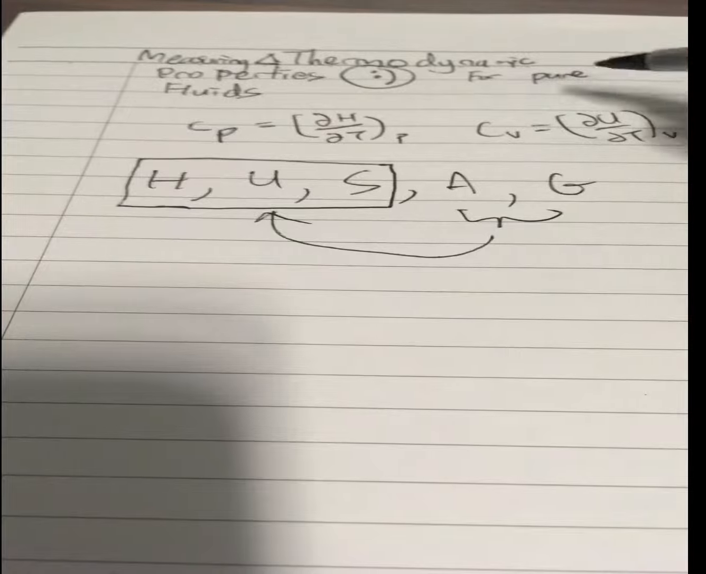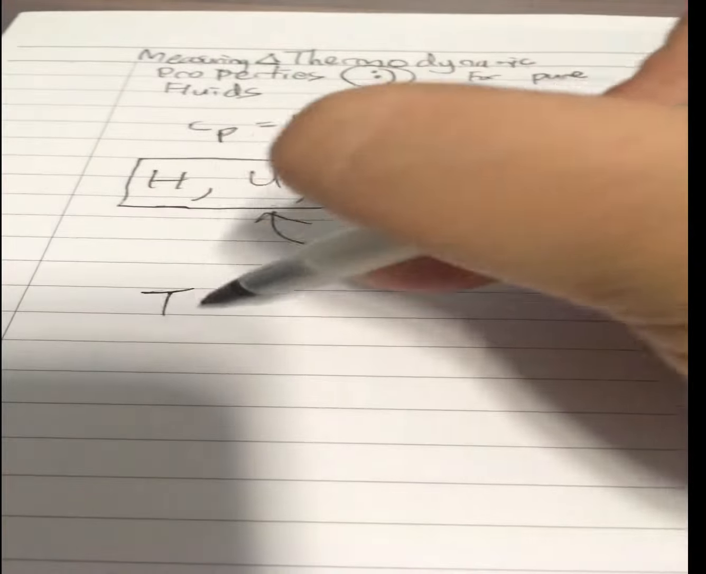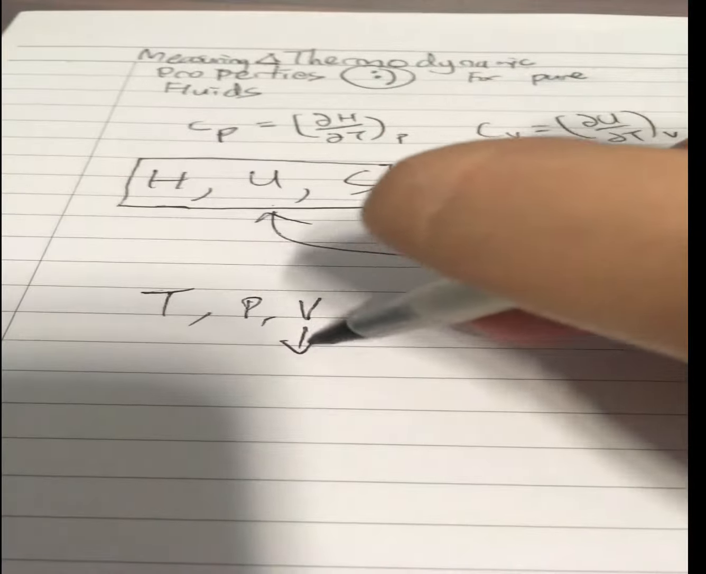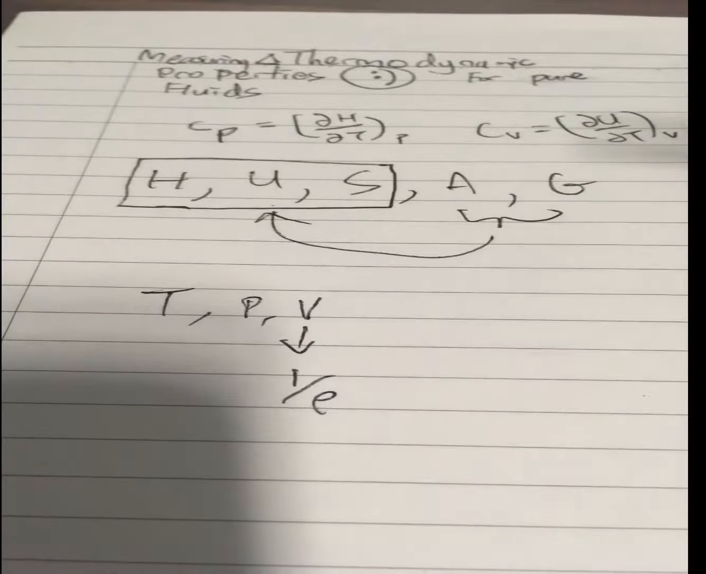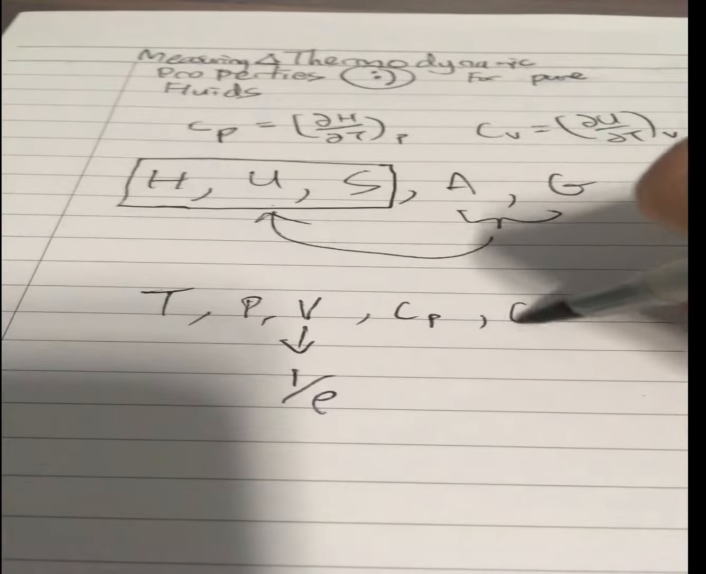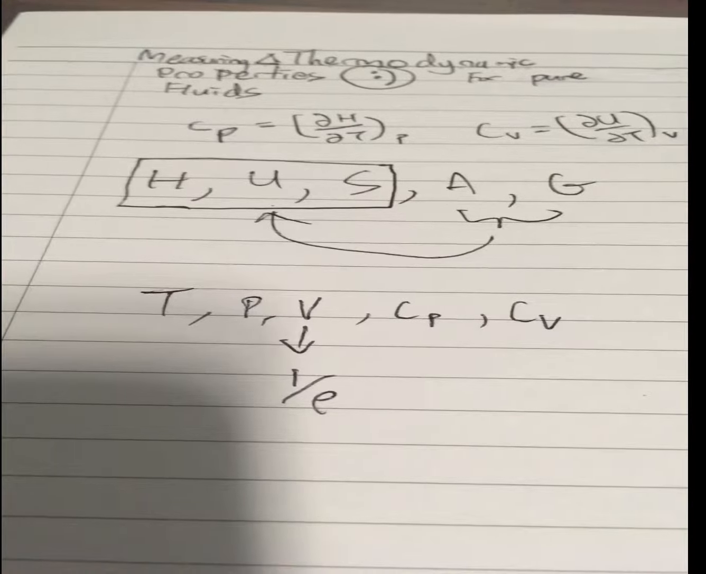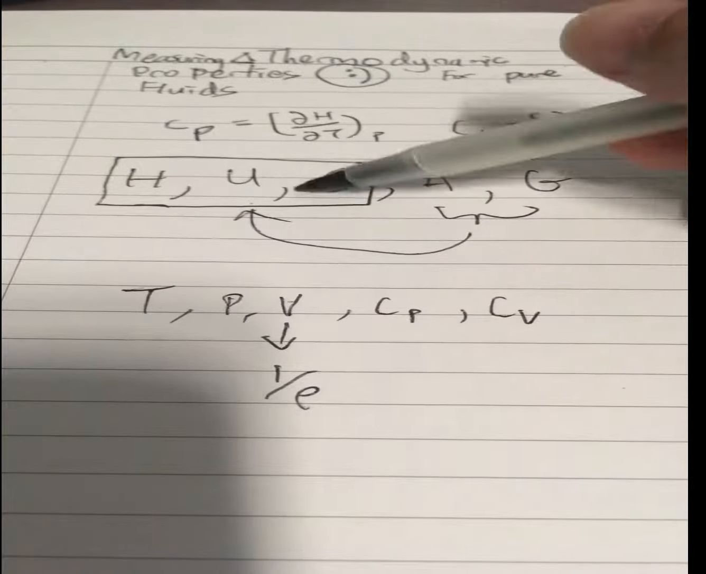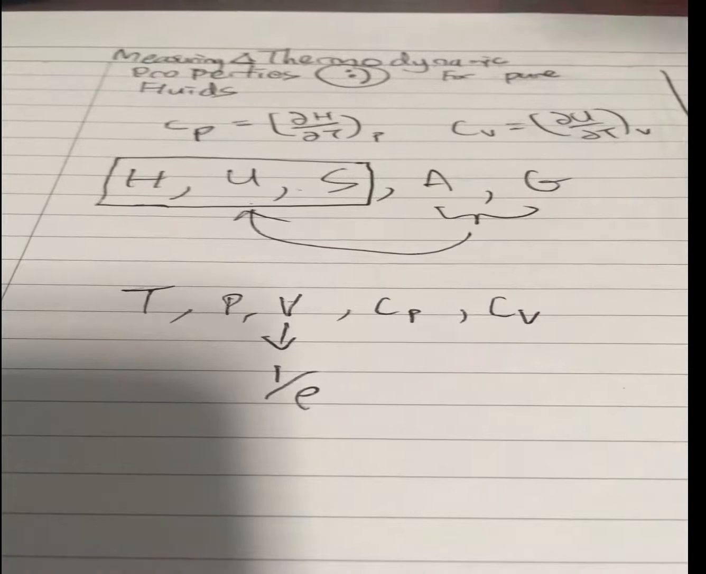Alright, so now you want to find this. How are you going to find the changes in these three things? You can start by using stuff we can actually measure. Something like temperature, pressure, volume, specific volume, or actually this is 1 over density. We can measure constant pressure heat capacity, constant volume heat capacity, right? So how are we going to get from here to here? Now that's going to be the topic of this video.